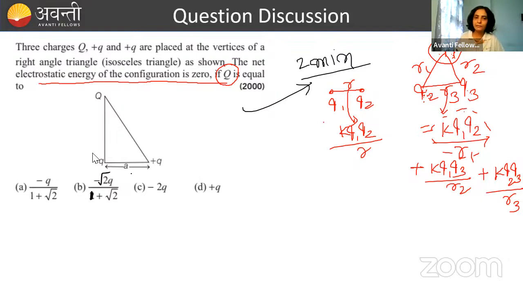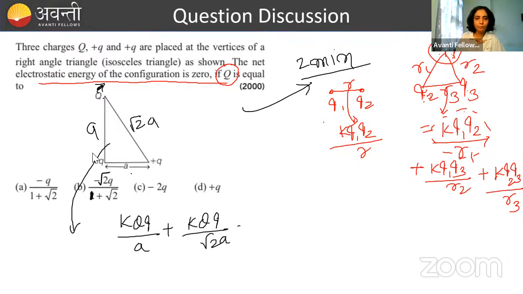Here also a three charge system is there. So just calculate the potential energy of the system. If this is A, then this distance will be root 2A. So the potential energy of this system will be K Q Q by A, plus I am forming a pair of this Q with the other charge, K Q Q by root 2A, plus now these two will form a pair, K Q Q by A, and this is equal to 0. Equate it to 0 and you will get the answer.